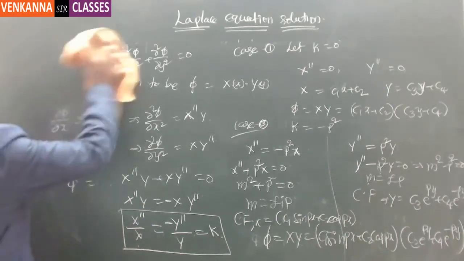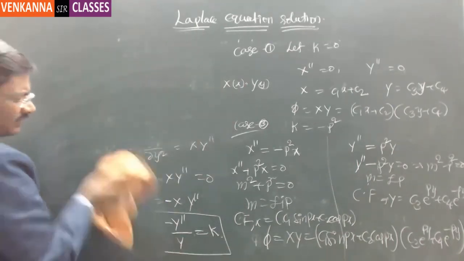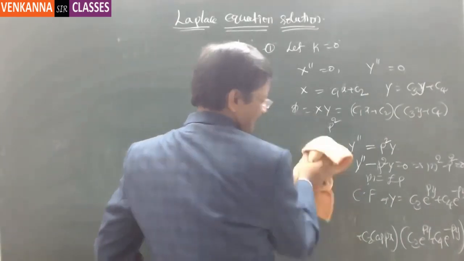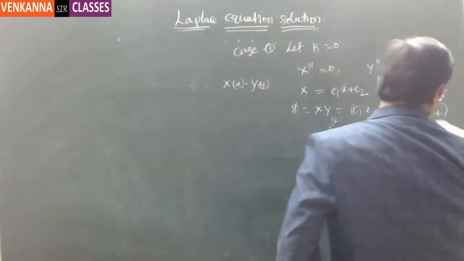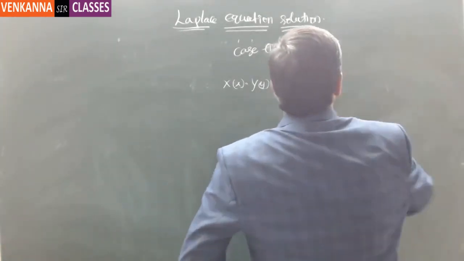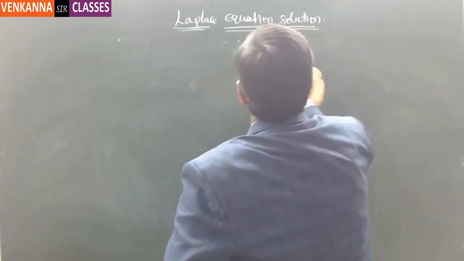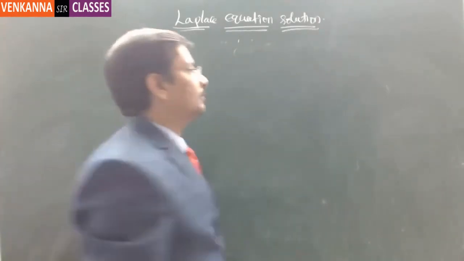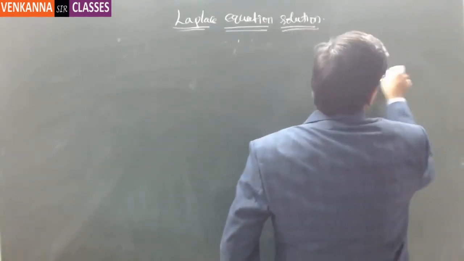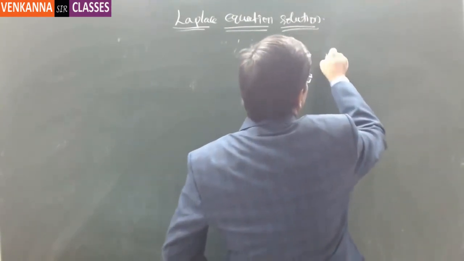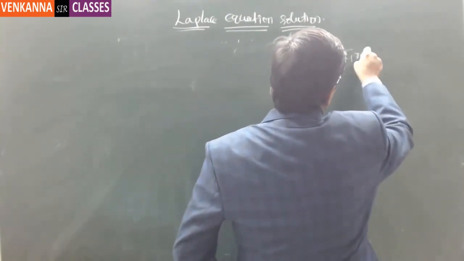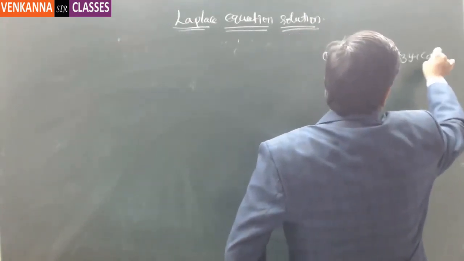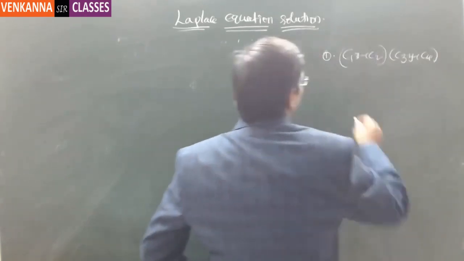Now, from this, the solution of the Laplace equation, we have three different forms. So here, the one solution is C1x plus C2 into C3y plus C4. So this is one solution for phi.